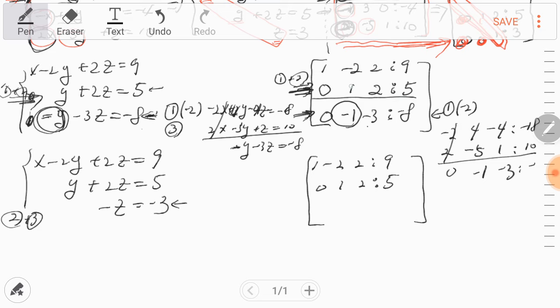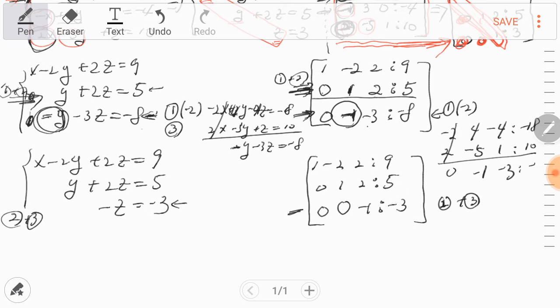Since the numbers are 1 and negative 1, the y coefficients in the second and third rows are 1 and negative 1, why don't we just add these two rows? So add the second row to the third row and write the result in the third row. So 0 plus 0 is 0. 1 minus 1 is 0. 2 minus 3 is negative 1. 5 minus 8 is negative 3.